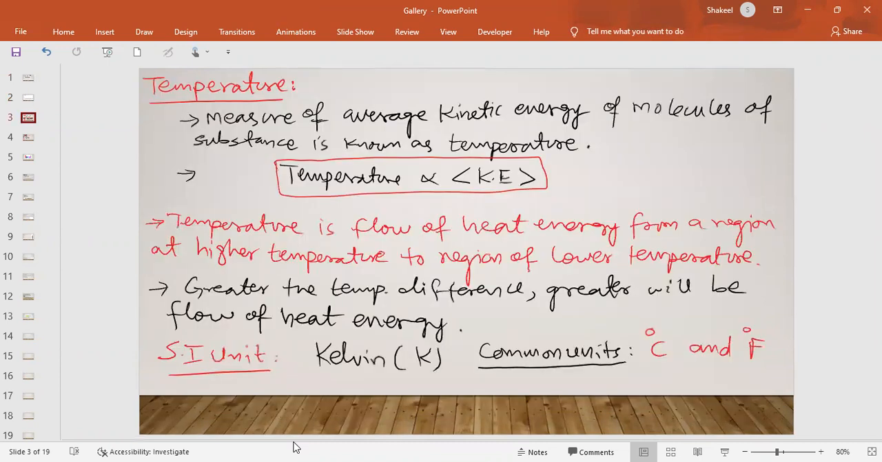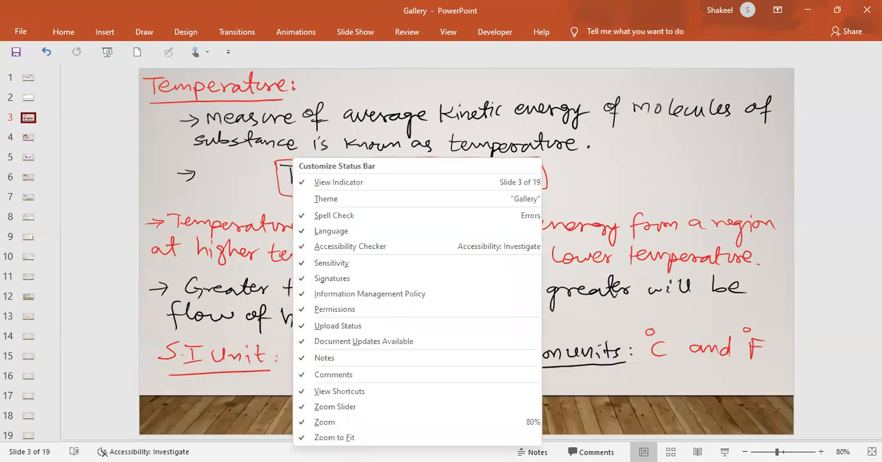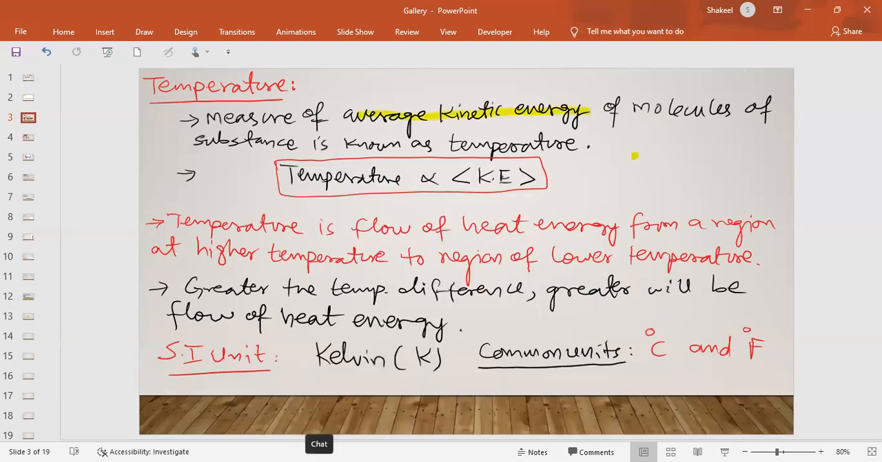About temperature, we know that it's the measure of average kinetic energy of molecules in a substance. So temperature is proportional to the average kinetic energy of molecules of the substance. And average kinetic energy means the kinetic energy of one of the molecules in the substance.